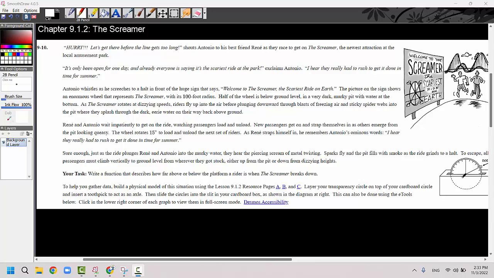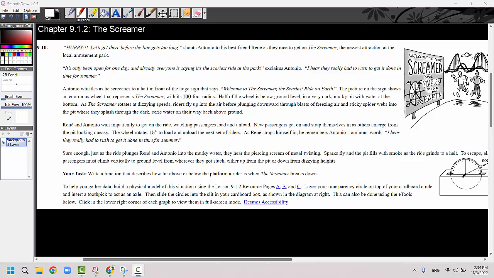But basically, it starts off with "Hurry, the line is getting too long." We have Antonio and Renee. They're racing to get on the screamer. It says it's only been open for one day, but it's already the scariest ride in the park. I really want to get on, and before all the summer stuff. Okay, so it says Antonio whistles as he screeches to a halt in front of the huge sign that says "Welcome to the Screamer, the scariest ride on Earth." The picture on the sign shows the enormous wheel that represents the screamer with its 100-foot radius.